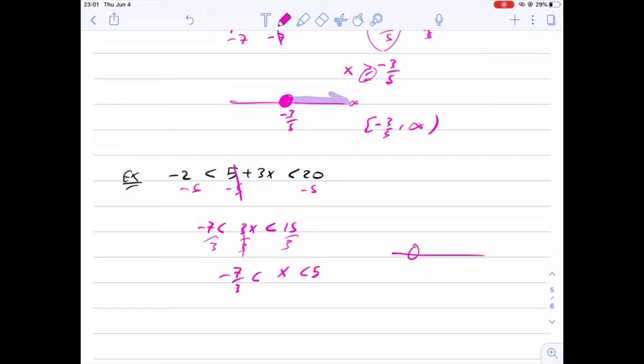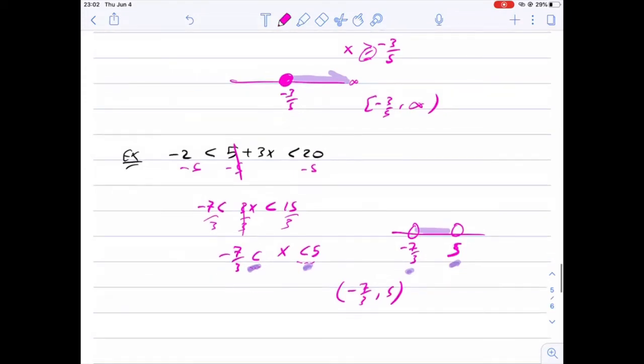So on the number line we have negative 7/3. It's open because we don't have equality here. And here we have 5. It's open because we don't have equality as well. So x is between them. That means x is greater than this number and less than this number. So how can we write this using interval notation? It's open at negative 7/3 and open at 5, and any value between those two numbers should satisfy this inequality. For example, we may choose 0.